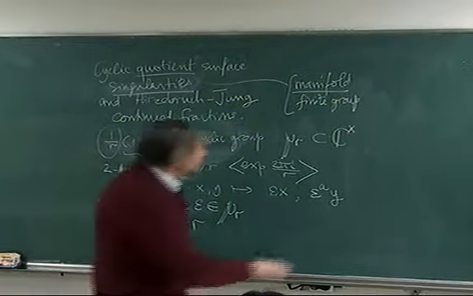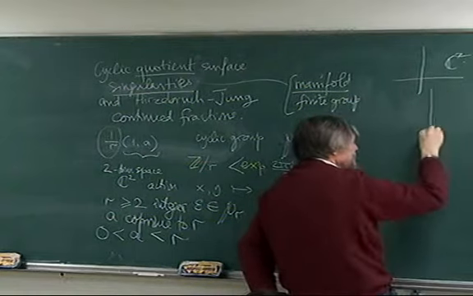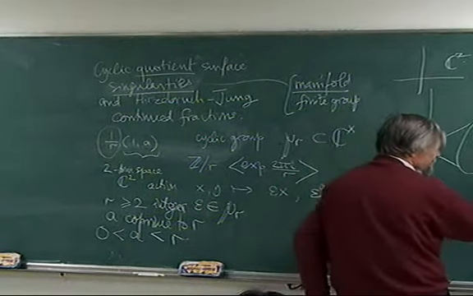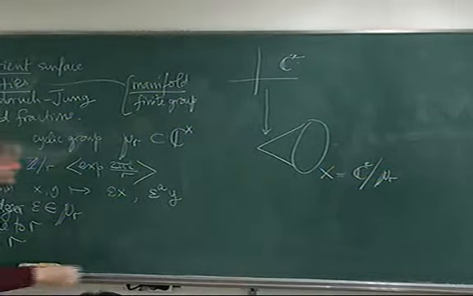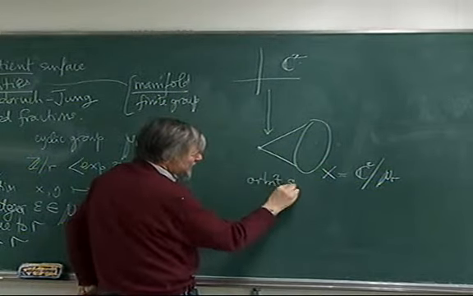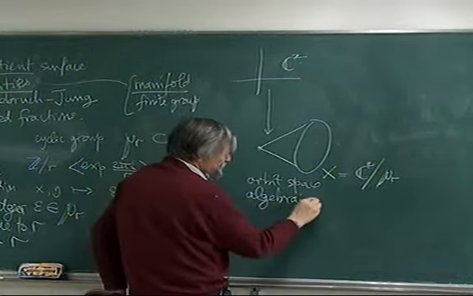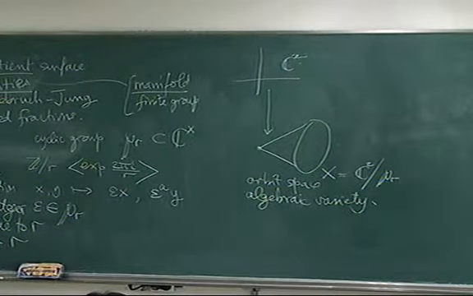Okay, so the picture I have in mind is here is C2, and it's mapping down to a quotient. So here is C2 divided by this mu R. And it's an orbit space, and it's also an algebraic variety. I'll say just a little bit more about what this means later. But anyway, this is a very primitive, simple-minded construction.